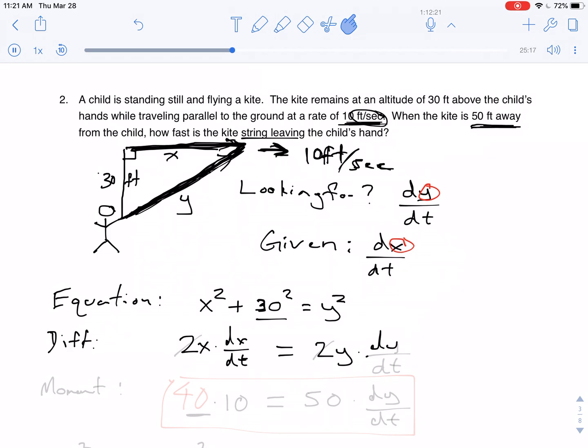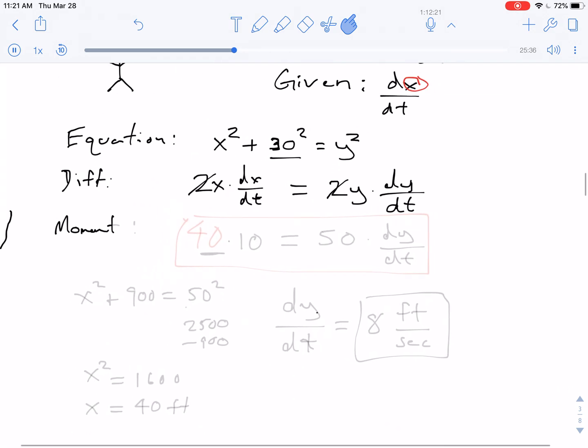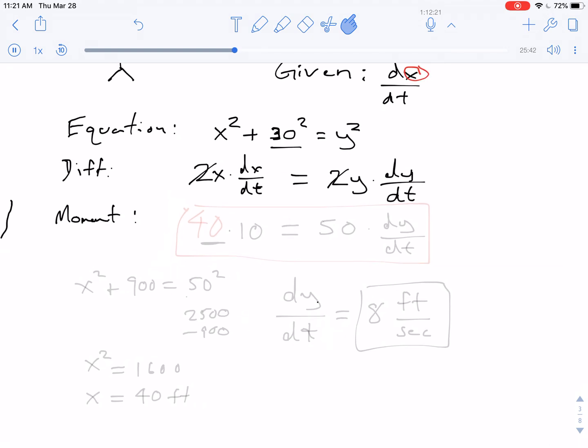So I need to have both dy/dt and dx/dt for this to work, because we're given dx/dt and we're looking for dy/dt. So now, to simplify this, we can cancel out the 2's by dividing by 2, and then we've got the moment in time. So in this moment, now we're going to plug in what we're given.